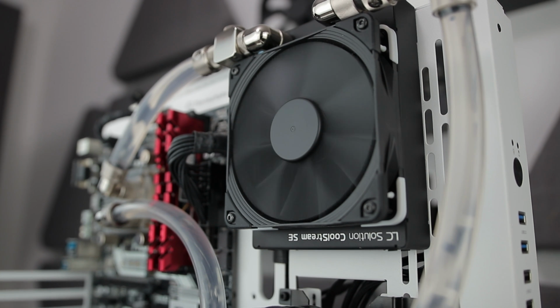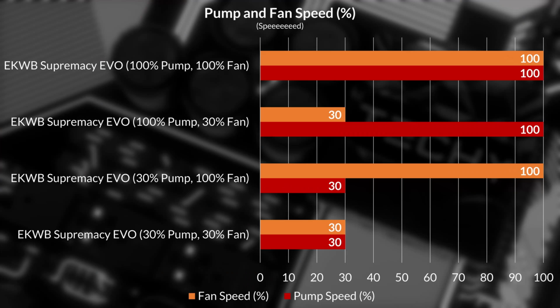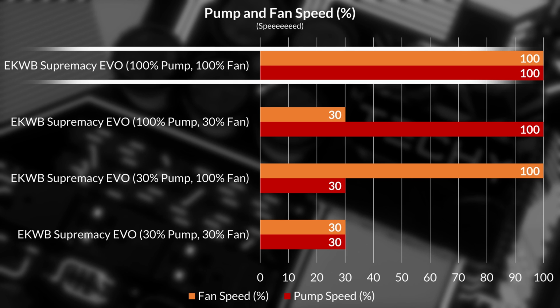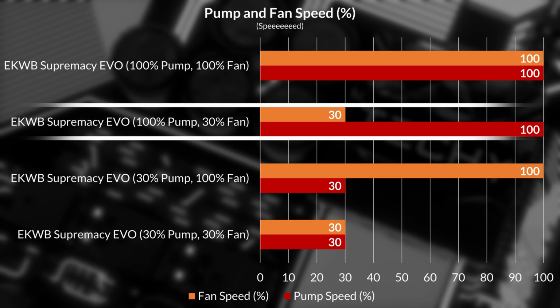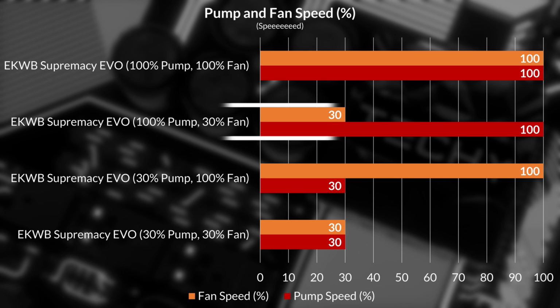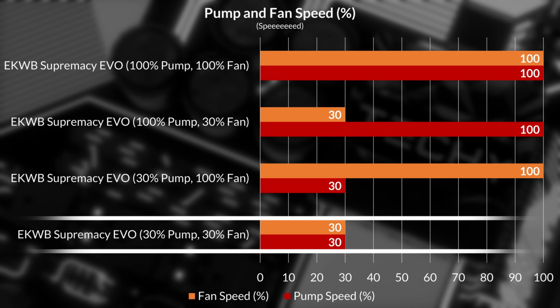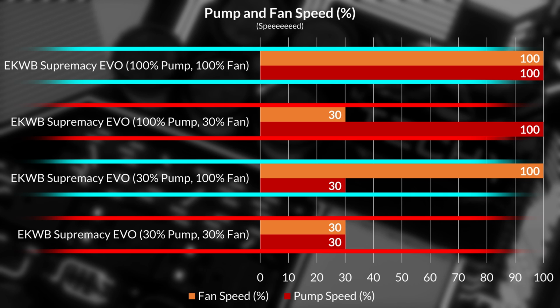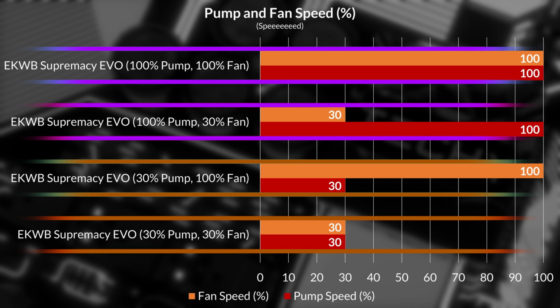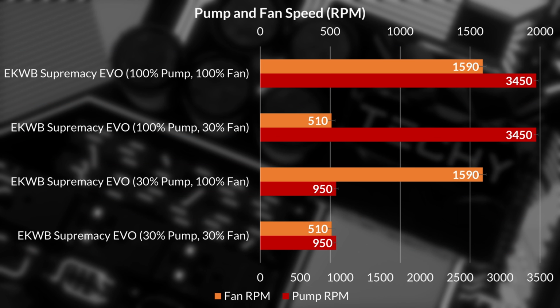So, with all that out of the way, how did it all go? Just before that, I have four setups being tested, and simply put, they are 100% pump and fan speed, 30% pump with 100% fan speed, 100% pump with 30% fan speed, and lastly, 30% pump and 30% fan speed. This gives us the full gamut of higher and lower thermal loads on the CPU water block with the higher and lower pump speeds. Here's how all of that pans out in terms of RPM, by the way.